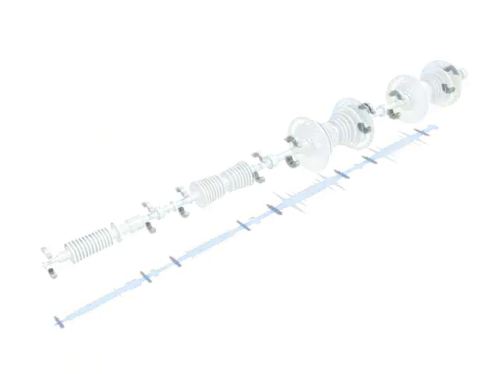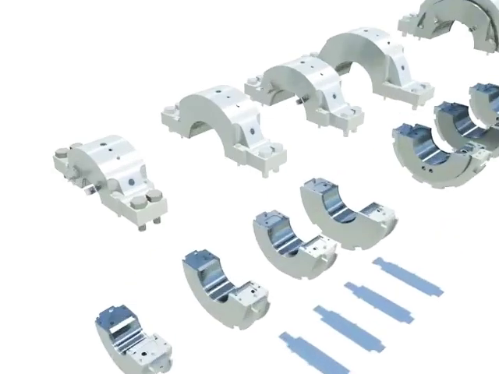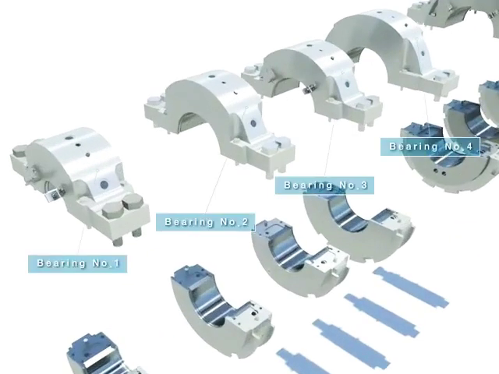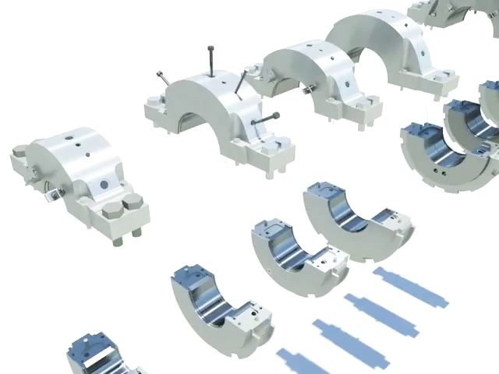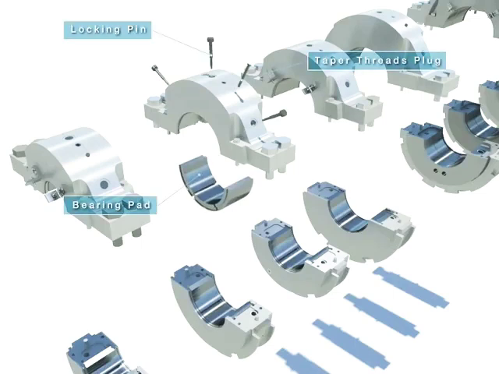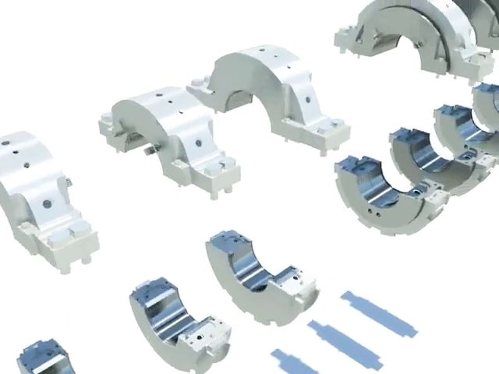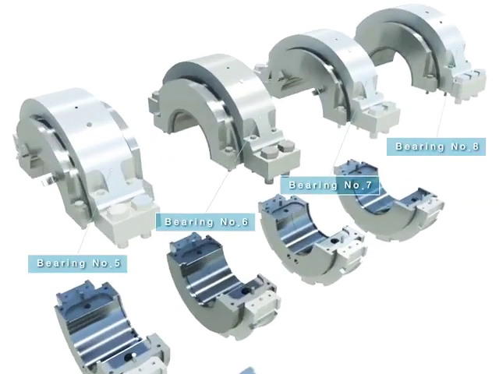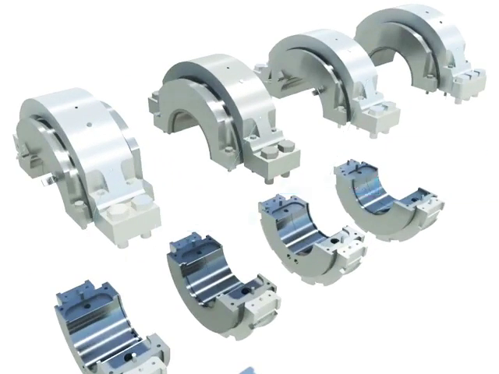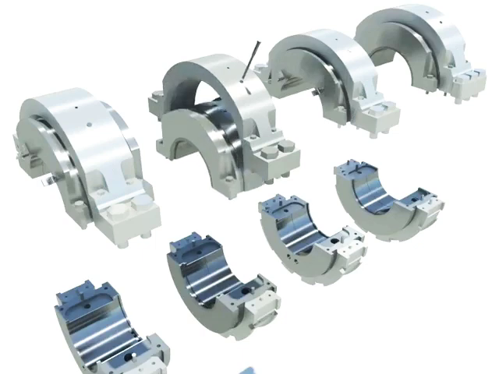The bearing is an equipment which sustains the weight and thrust of the turbine rotor. Number 1 to number 4 bearings consist of the double tilting pad type. Number 5 to number 8 bearings consist of the elliptical type.